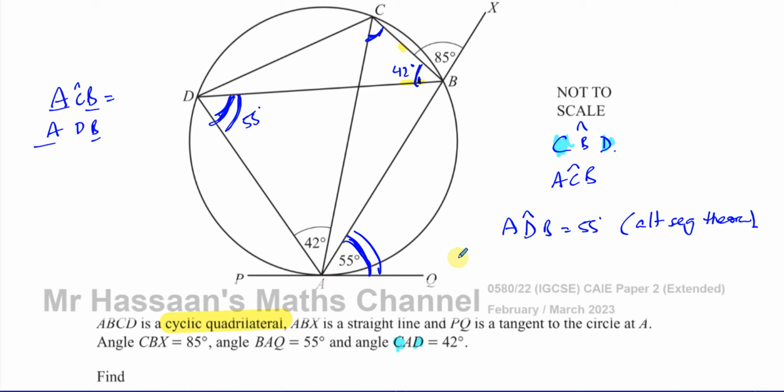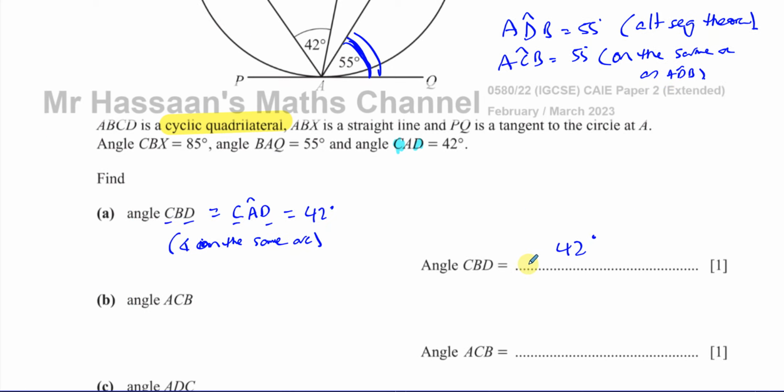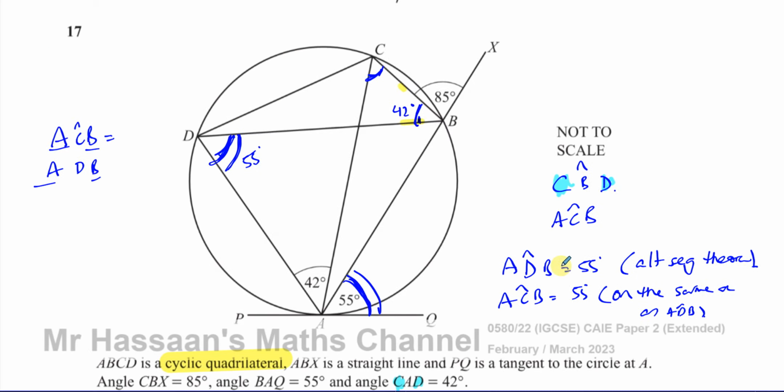Okay, and we can say therefore angle ACB is equal to 55 as well, because they are angles on the same arc. Angles on the same arc. This is on the same arc as ADB. Okay, so ACB is equal to 55. So we've determined that ACB is equal to 55 degrees, the same as this angle over here. So that's 55, and that's 55.